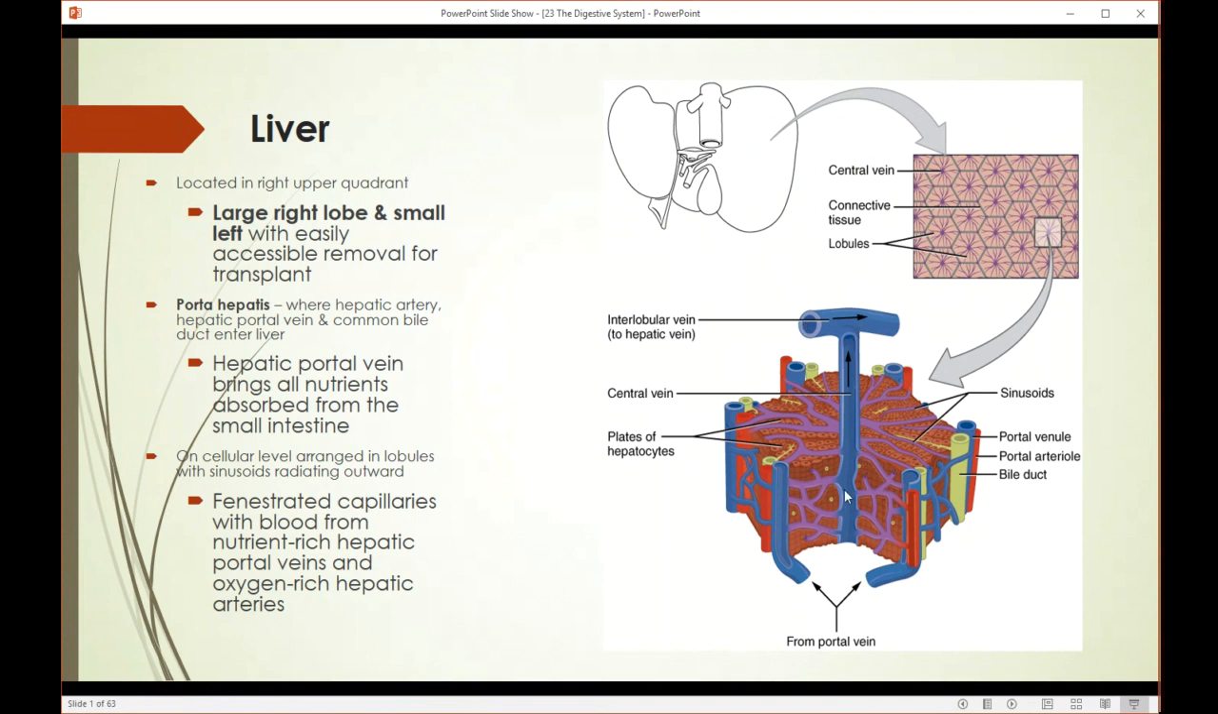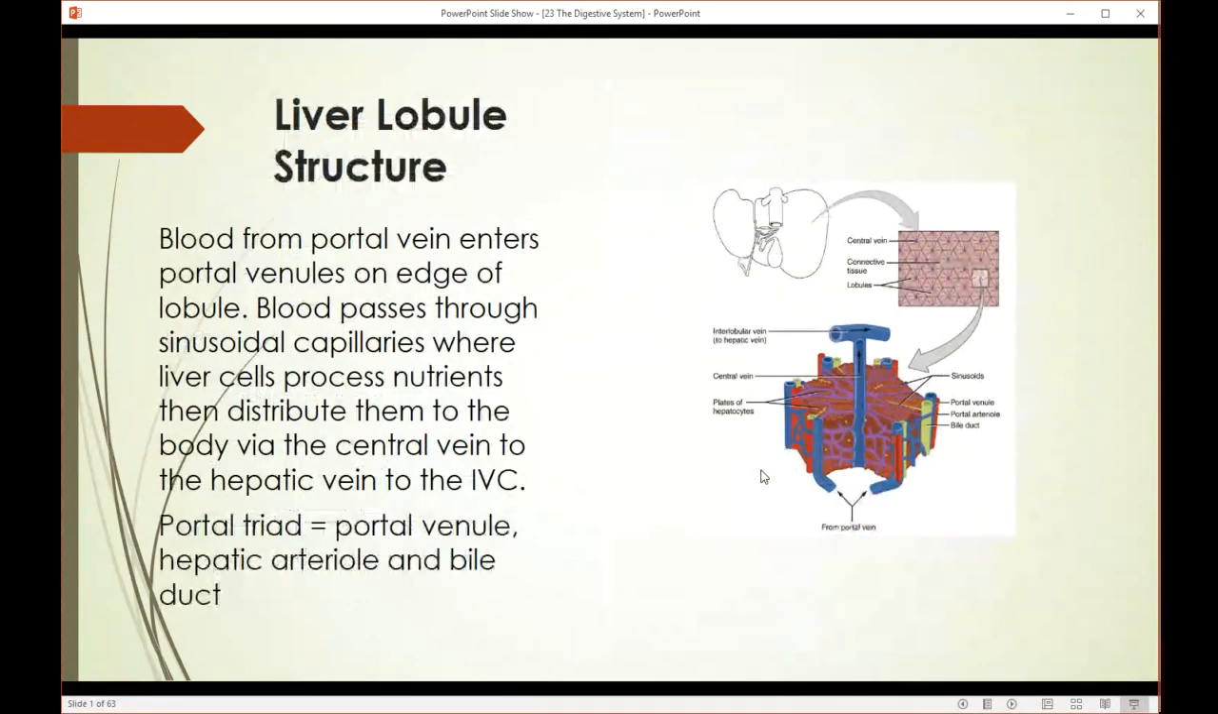And so the fenestrated capillaries with the blood from the nutrient-rich hepatic portal veins and the oxygen-rich hepatic arteries are how we're going to get the absorption of the nutrients here in the liver. So our blood from our portal vein is going to enter into the portal venules on the edge. The blood is going to pass through the sinusoidal capillaries, where the liver cells are going to process the nutrients, and then it's going to distribute to the body via our central vein, and that's going to go to the hepatic vein, which is then going to enter into the inferior vena cava.